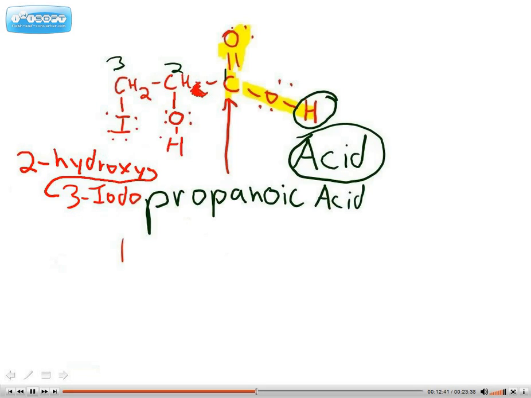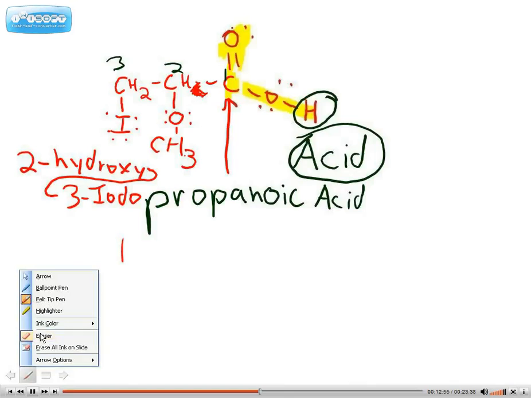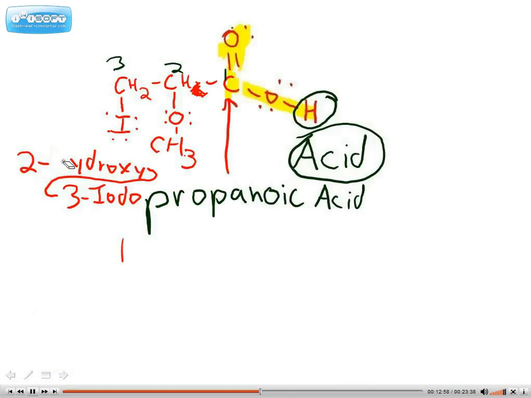What I could always do is, instead of adding in an alcohol, I could add in an ether. So in this case here you have a CH3. So this now slightly changes. It's no longer a hydroxy. In this case, if there's only one carbon coming off, it would be a methoxy.